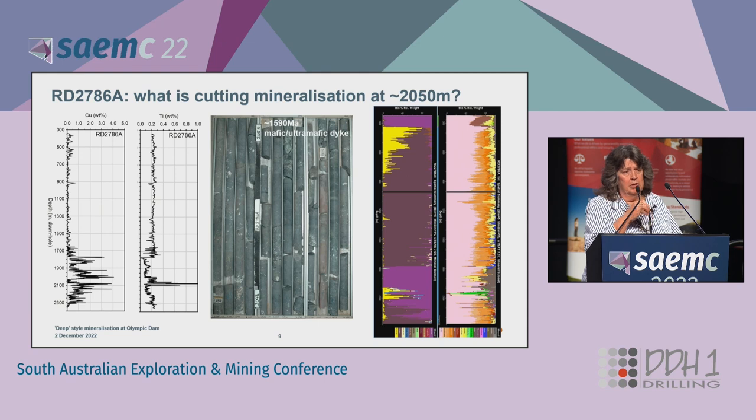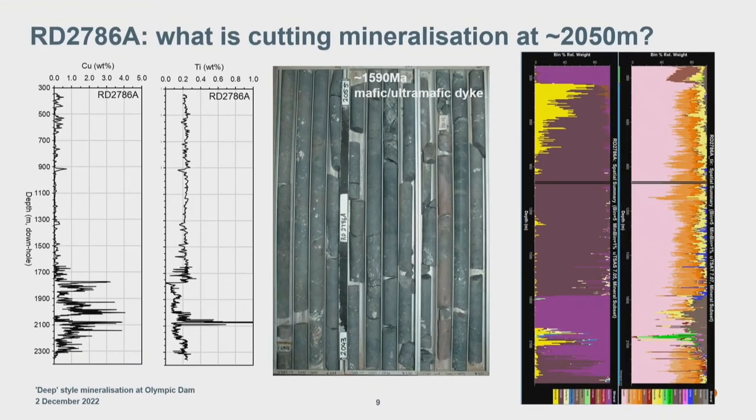Mafic-ultramafic magmatism is incredibly important at Olympic Dam. Number one, it's an integral part of that ore-forming system. Without that, we wouldn't have a mega breccia system, and we wouldn't have Olympic Dam. The other thing that's important is tracking these mafic-ultramafic dikes. They like intruding along zones of weakness, and faults are perfect zones of weakness for these things to intrude upon.